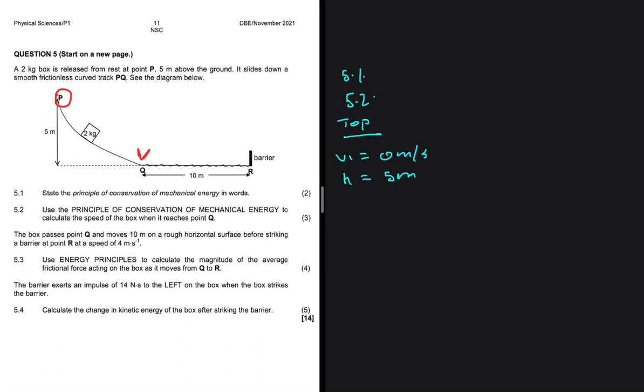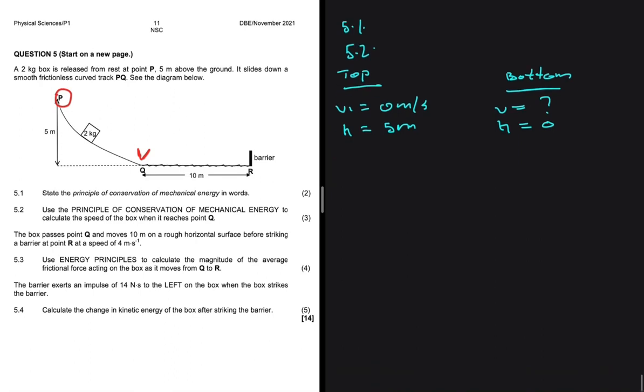And then now let's go to the bottom, at point Q. At point Q, the speed there is what we are looking for, and we know fully well that the height is equal to 0 at point Q. So the principle of conservation of mechanical energy says that EP plus EK at the top is equal to EP plus EK at the bottom.